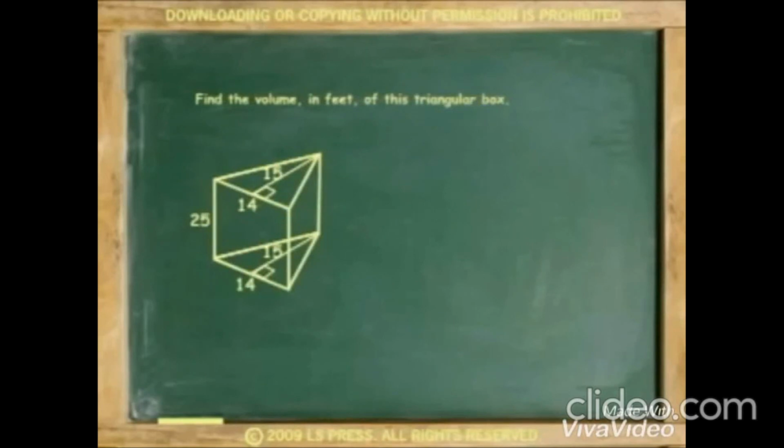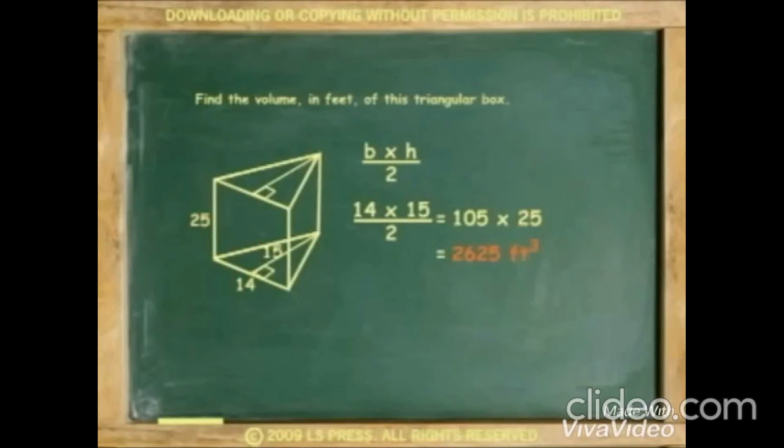Find the volume in feet of the rectangular box. The box is in the shape of a rectangular prism. Two heights are found. One of the rectangular base is 15 and the second one, the length of the prism, is 25. Volume equals area of the base of the rectangle times height or length of the box. So the area of the base is 14 by 15 divided by 2 equals 105 square feet times the height of 25. The volume is 2625 cubic feet.